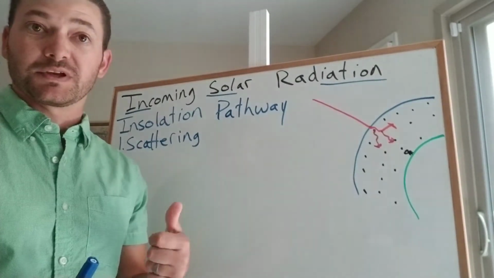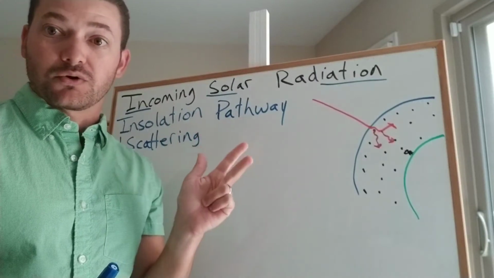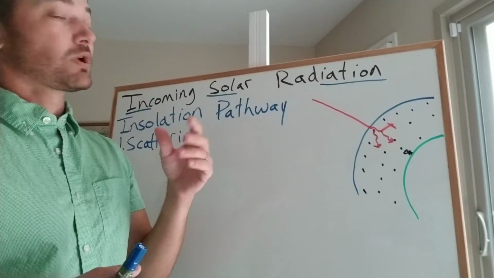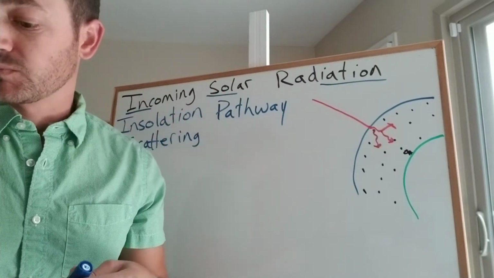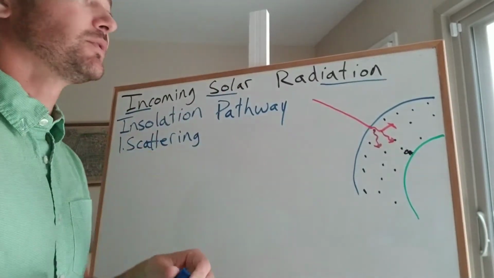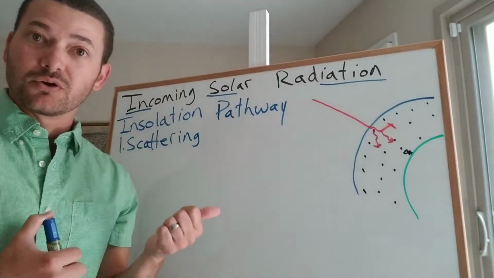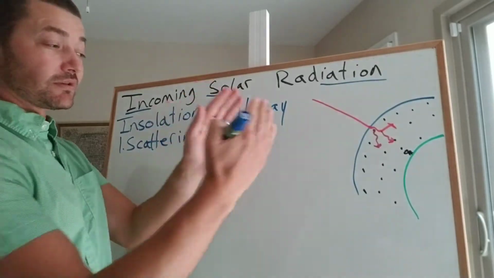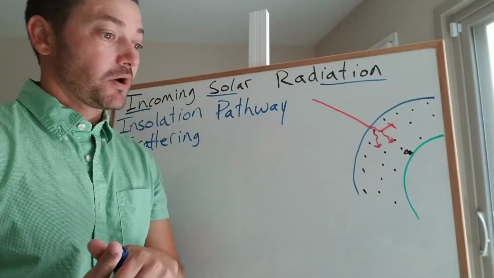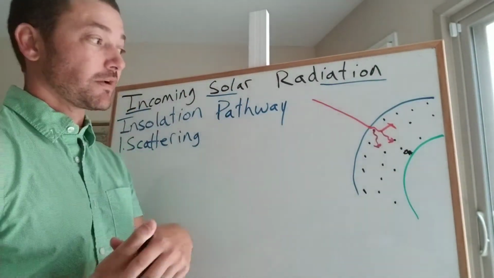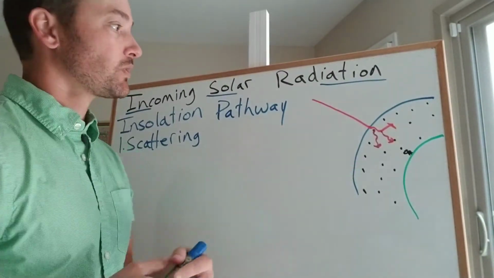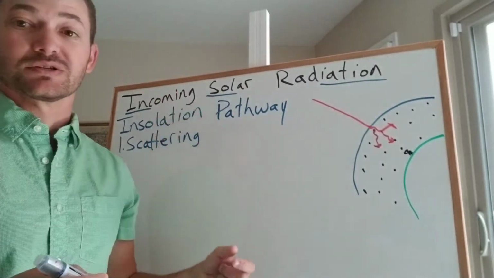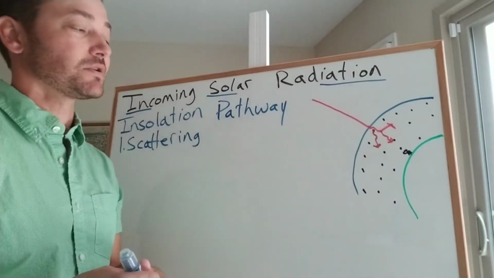The longest wavelengths are red, orange, yellow. Violet and indigo are the shortest wavelengths. Blue is the second shortest. And so based on the thickness of our atmosphere, violet and indigo light are all scattered out, and we're left with this blue visible light. So why is the sky blue? Because incoming solar radiation is filtered and scattered out by the thickness of our atmosphere.